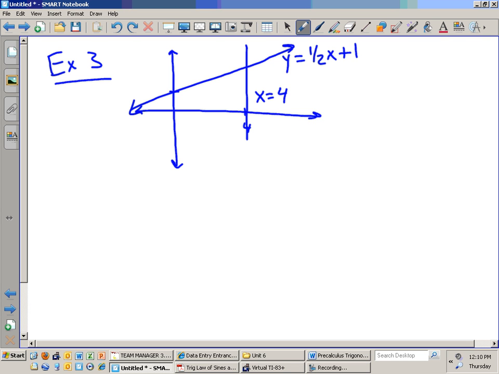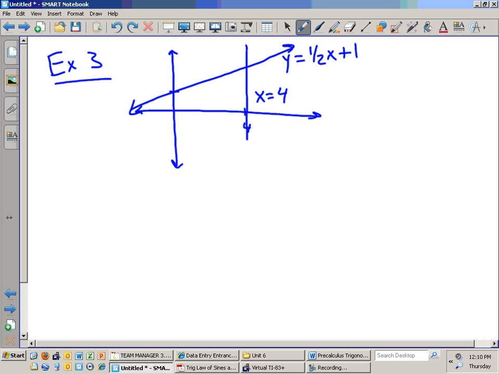There you go. There are your two equations that give you your boundaries. We have y equals 1/2 x plus 1, and we have x is equal to 4. What I would like you to do is take the area formed by that in the first quadrant, revolve it around the x-axis, and then determine the volume once you've done that.